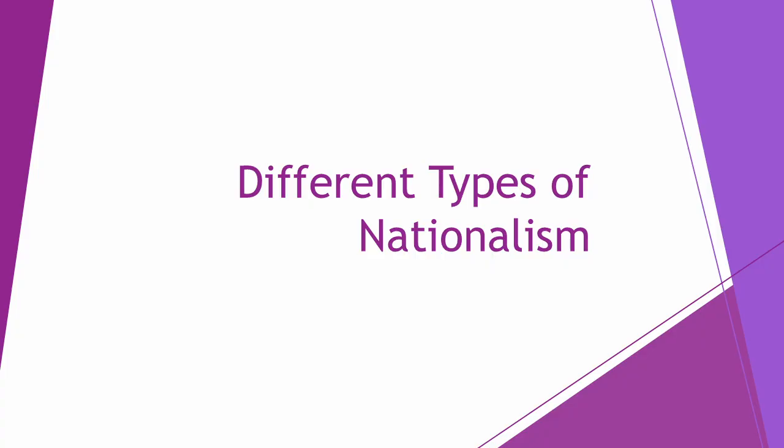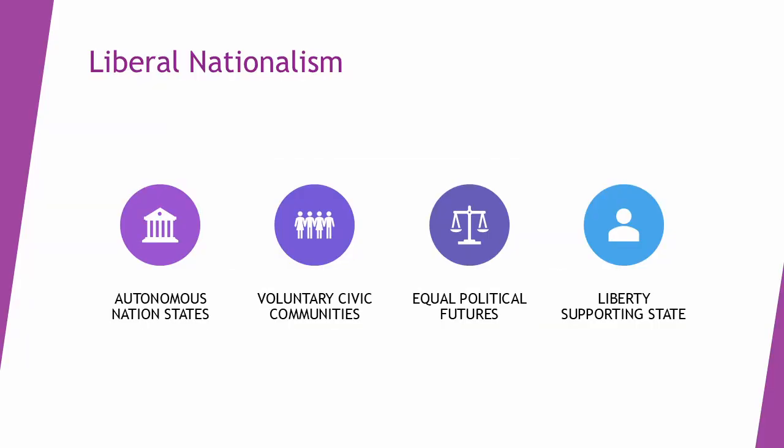The different types of nationalism include liberal nationalism, conservative nationalism, anti- or post-colonialism, and expansionist nationalism. Liberal nationalism seeks a world of autonomous nation-states united by shared commitment to freedom and equality. The liberal nationalist view on nation states that nations are voluntary communities defined by shared civic values.